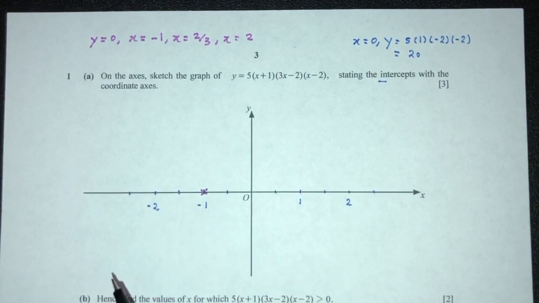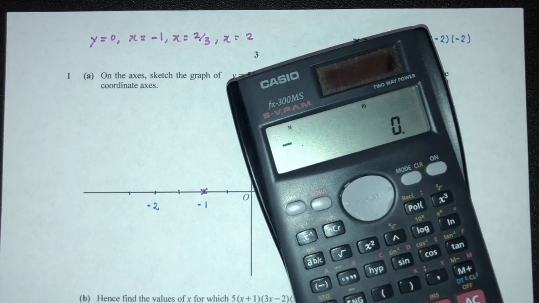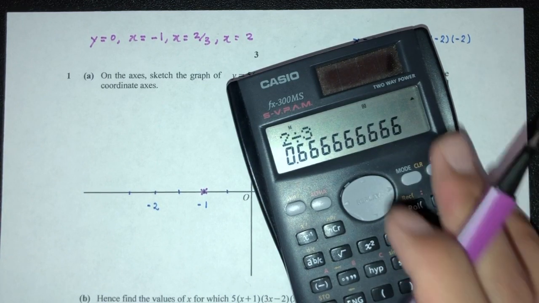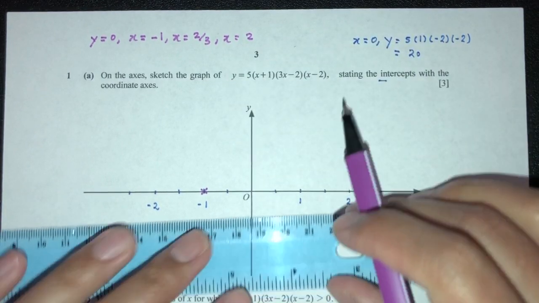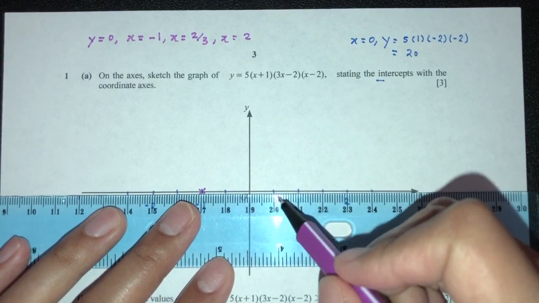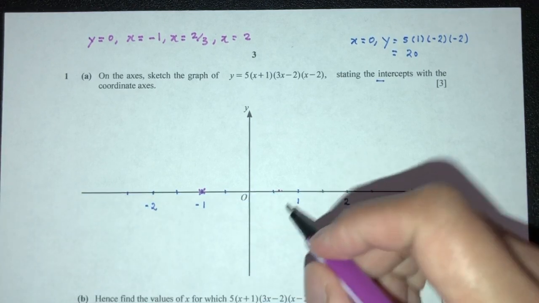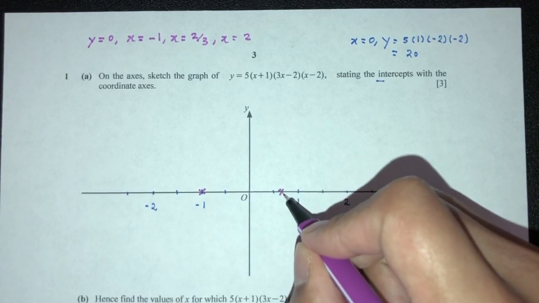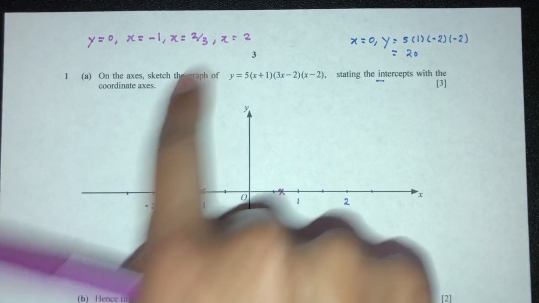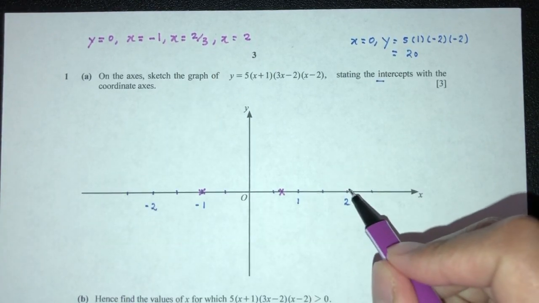Then we have 2 over 3. So 2 over 3 is what? 2 divided by 3. That'll be 0.666. That is 0.5 right here, right? 0.6 will be here. 0.666 should be somewhere over here. So let's say this is the point, 2 over 3, and then we have x equal to 2 right here.